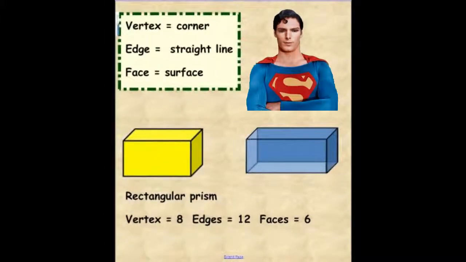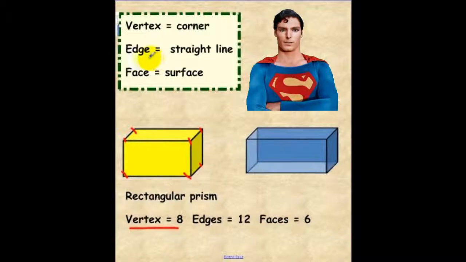Okay, the last shape we're going to cover is a rectangular prism. And again, like before, you'll notice we have a shape on the left and one on the right. Now, let's look and see what type of prism we have. Well, first of all, our vertices are 8, and we know that's the corners. So we know we have 1, 2, 3, 4, 5, 6, and on the back side 7 and 8. So we have 8 corners for our vertices.